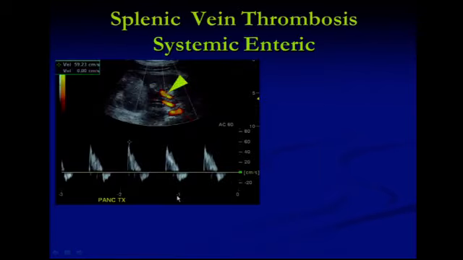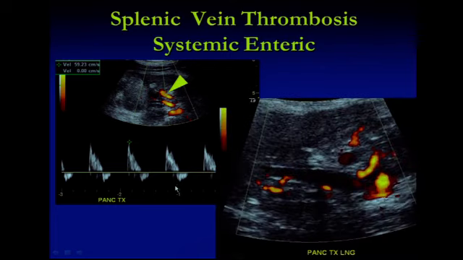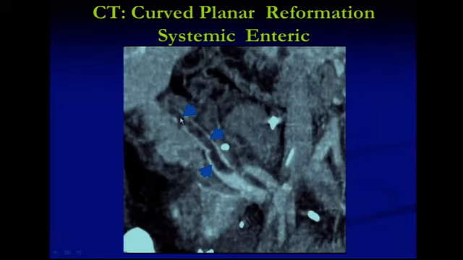Some of the complications. Here's an example of a patient with a very high resistance waveform in the pancreatic arcade region, but this patient had a partially occlusive thrombus, probably involving the splenic vein. These thrombi, if detected, can be treated by thrombolytics so that they can be dissolved and the pancreas then becomes relatively hemodynamically normal. Here's another example of a partially occlusive splenic vein thrombus in a patient with a pancreas transplant. This is a systemic enteric pancreas transplant.